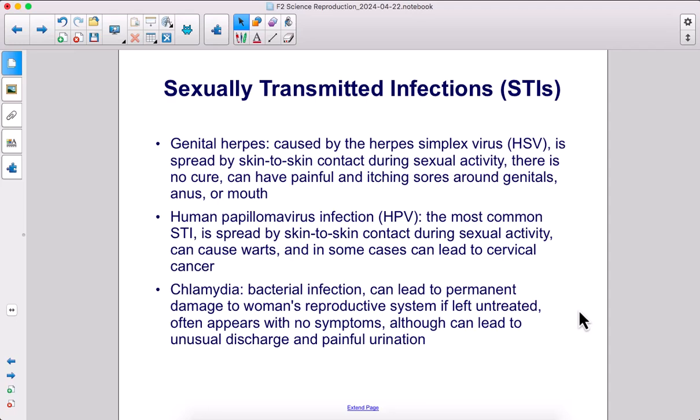Genital herpes is caused by the herpes simplex virus. It's spread by skin-to-skin contact during sexual activity. There's no cure. It can have painful and itching sores around the genitals, anus, or mouth.